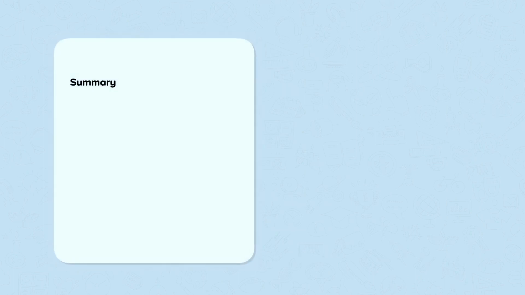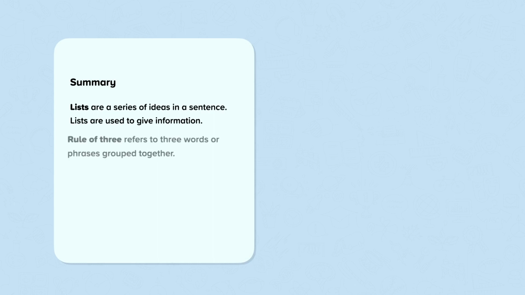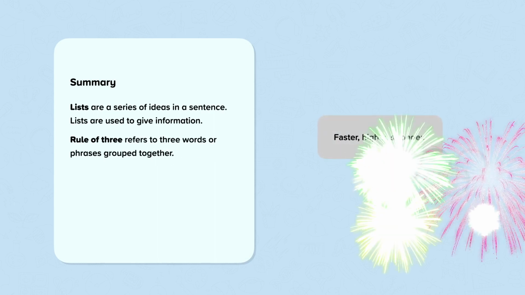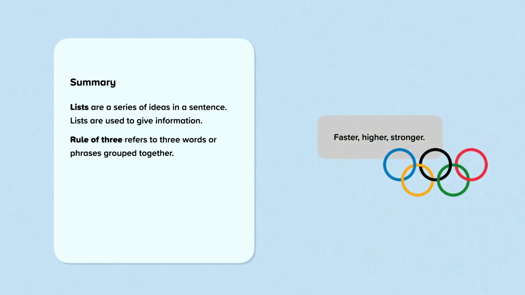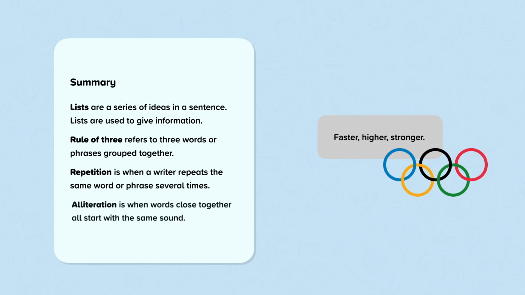In summary, lists are a series of ideas in a sentence. Lists are used to give information. Rule of three refers to 3 words or phrases grouped together. Repetition is when a writer repeats the same word or phrase several times. And alliteration is when words close together all start with the same sound.